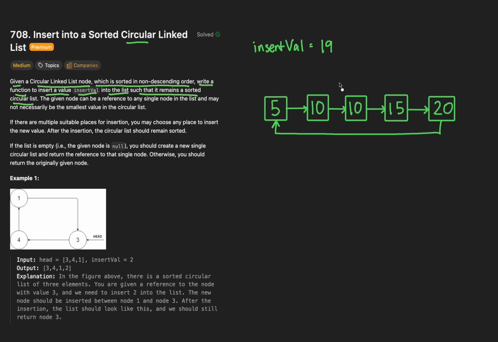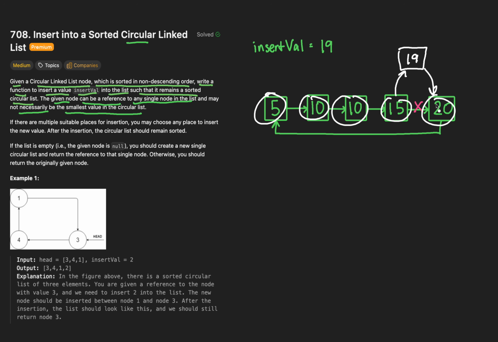Like the problem description says, we're also given an insert value integer. We're tasked to create a node of it and integrate it in such a way that our circular linked list remains sorted. Like so. We should note the given node can be a reference to any single node in the list and may not necessarily be the smallest value in the circular list, meaning the input head node can be node 5, 10, 10, 15, or 20. It's fair game. Arbitrarily, we'll say that node 5 is the head, sure.